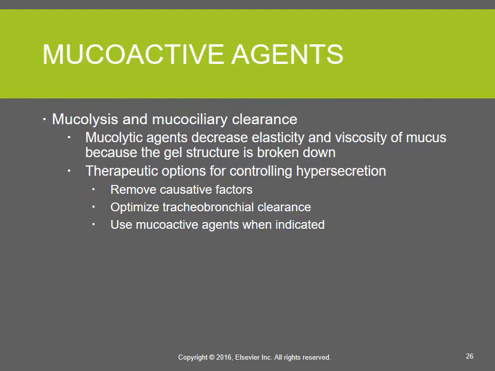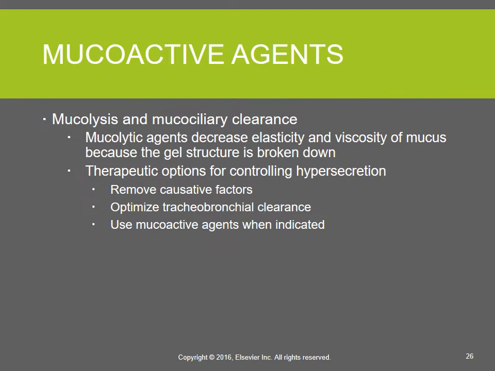The status of mucolytic agents in pulmonary disease has been reviewed at several conferences on the scientific basis of respiratory care. Therapeutic options for controlling mucus hypersecretion are as follows. Remove causative factors where possible. Treat infections. Avoid all tobacco smoke exposure. Avoid pollution and allergens. Improve tracheobronchial clearance.